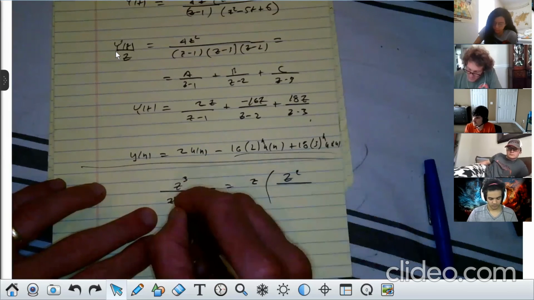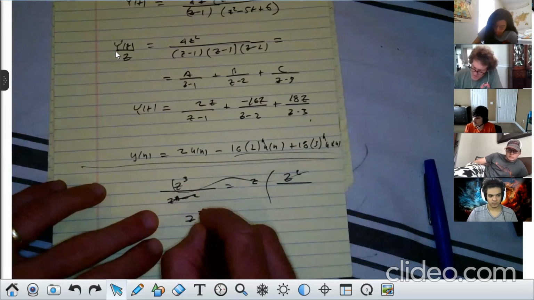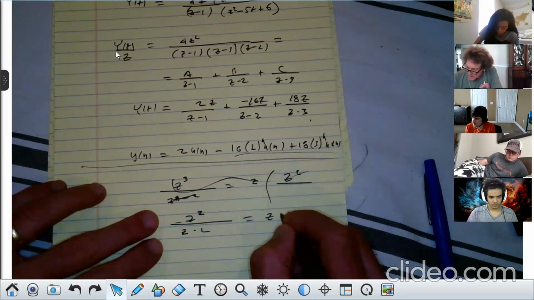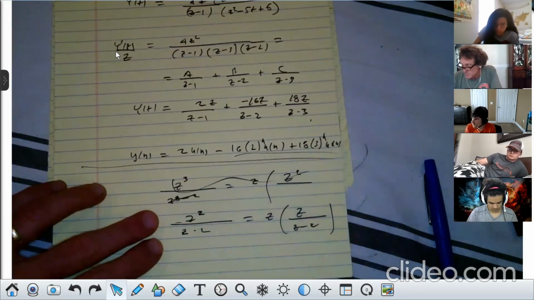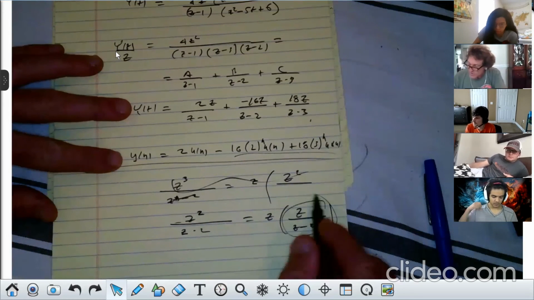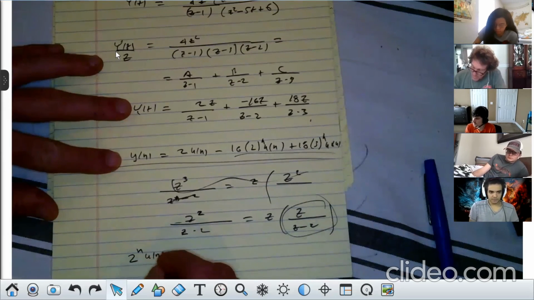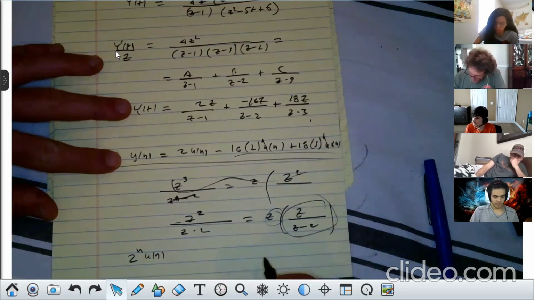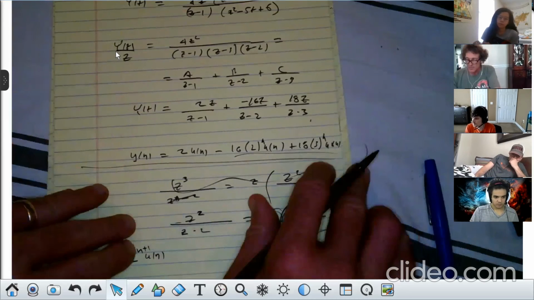Matter of fact, let's not even make it z squared. Let me just do it this way. Suppose you have z squared over z minus 2. Well, that's really z times z over z minus 2, correct? Now, I know z over z minus 2 corresponds to 2 to the n u of n, right? When you multiply by z here, you effectively make this 2 to the n plus, no, let me actually do the property here.